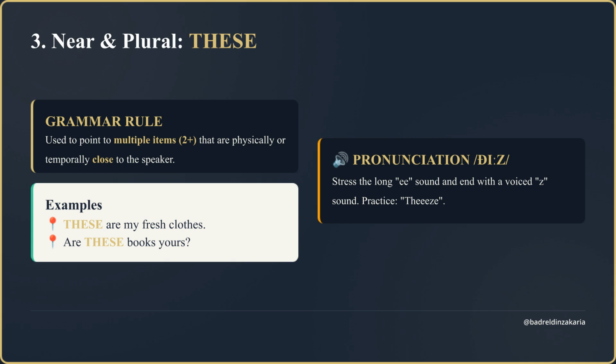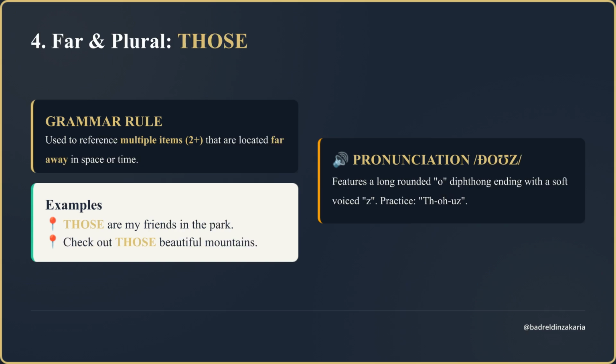Third, use these for multiple items that are close to you. Ensure you stress the long EE sound and end with a clear, voiced Z sound. Finally, those refers to multiple items that are far away in space or time. Practice the long rounded O sound, followed by a soft Z.